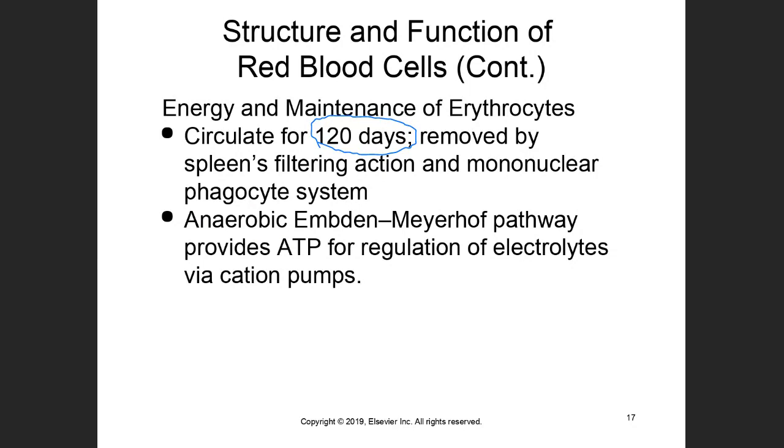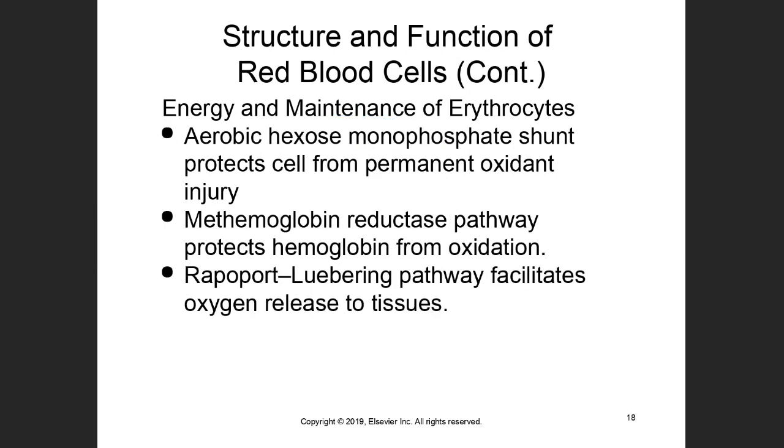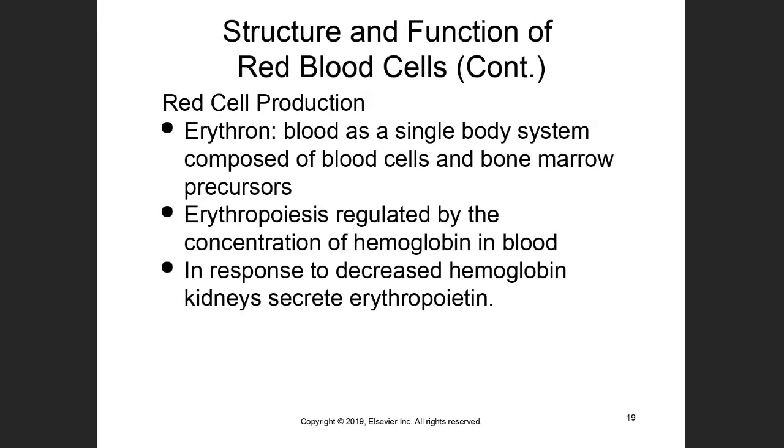An anaerobic enzyme, the Embden-Meyerhof pathway, provides ATP for regulation of electrolytes via cation pumps. The aerobic hexose monophosphate pathway protects the cell from permanent oxidant injury, and the methemoglobin reductase pathway protects hemoglobin from oxidation, and so on. And now we have red blood cell production, the erythron.